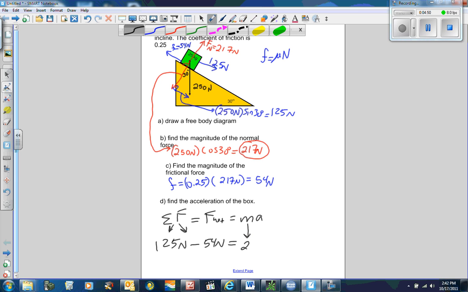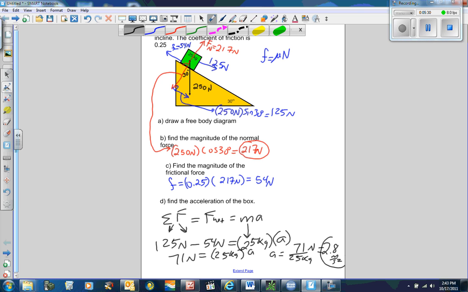That's 25 kilograms times A. That's what I'm looking for. So if I do 125 minus 54, I get 71 newtons. So 71 newtons equals 25 kilograms times A. A is going to equal 71 divided by 25. And that's going to give me 2.84. 2.8 meters per second squared.